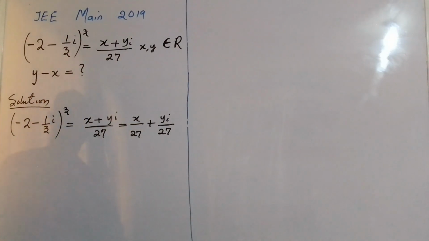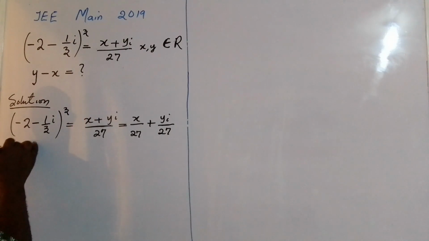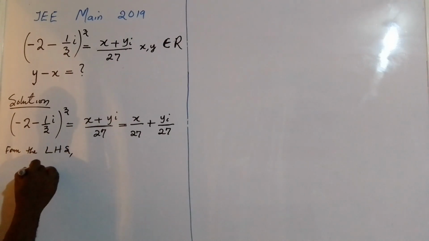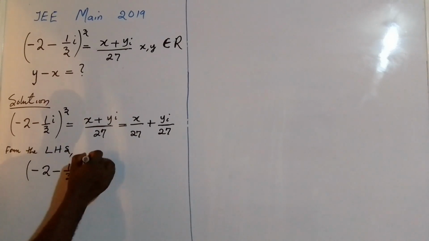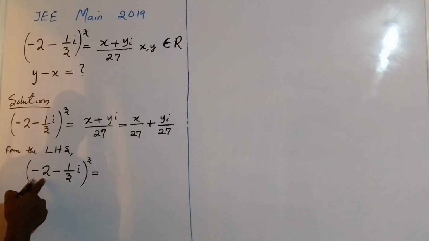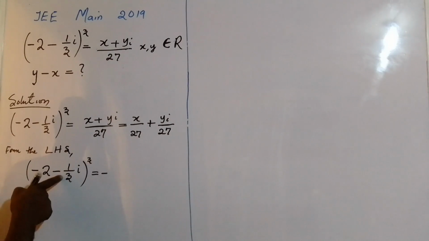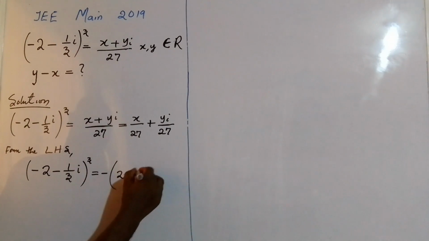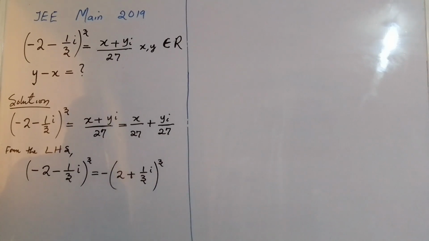Without waste of much time, let's look at what we have on the left. From the left hand side, we have minus 2 minus 1 over 3i, all to the power of 3. I'm going to further simplify this by bringing out the negative sign, since minus is common, so that what we have inside will be only positive. So this is what we are going to expand now.